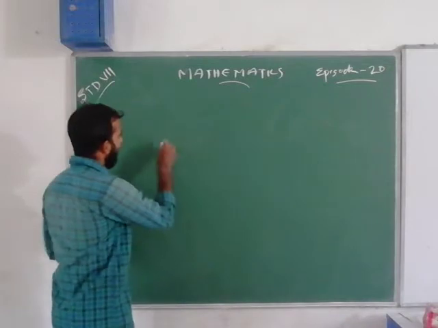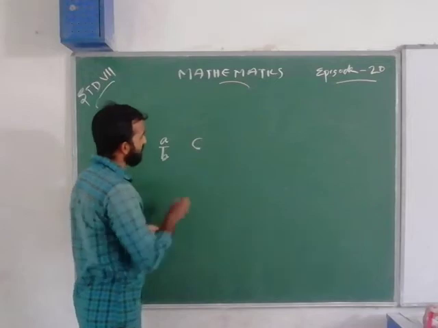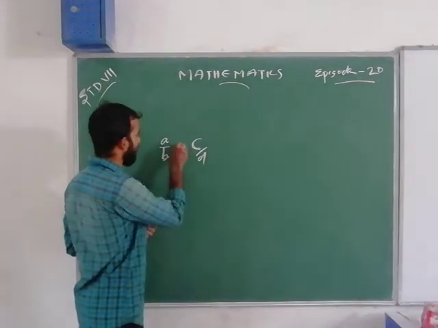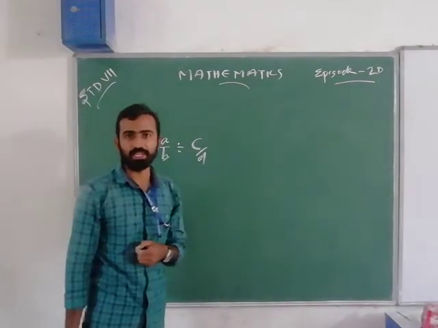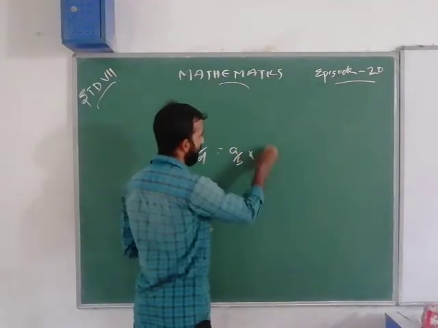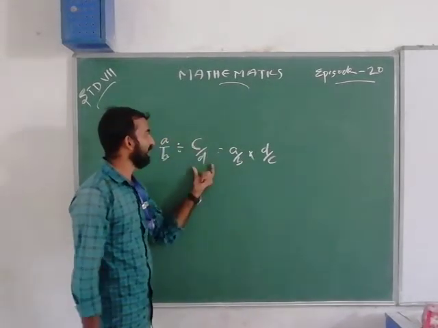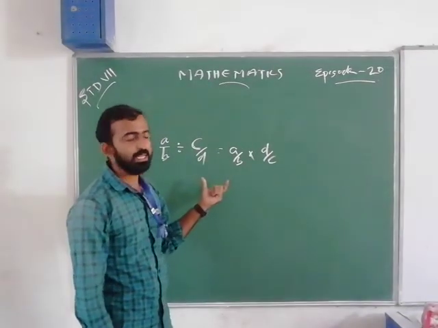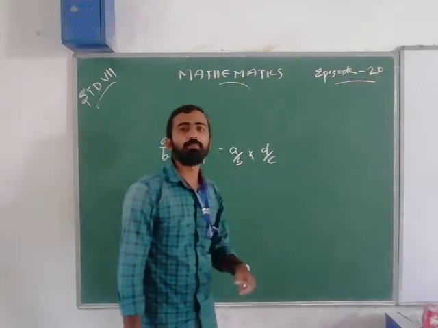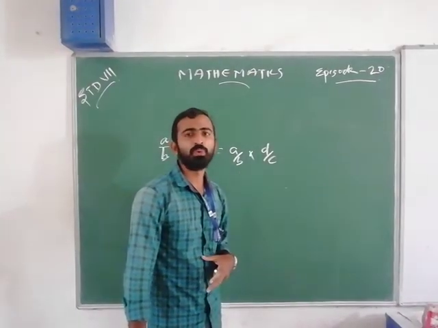A by B is a fraction and also C by D is a fraction. Then we want to divide A by B divided by C by D. Then what we do? That is A by B into D by C. We take the reciprocal of the divisor, that is C by D. What is the reciprocal of C by D? Reciprocal of C by D is D by C. Is it? Yes. This is the procedure of division of two fractions.